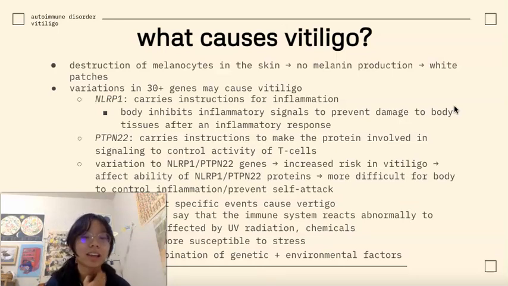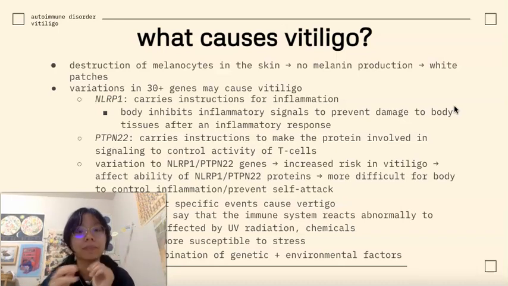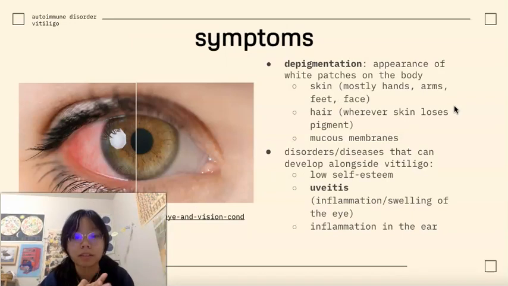Also, generally, melanocytes are just more susceptible to stress, which can cause them to be destroyed more easily. Most likely, vitiligo is caused by a combination of genetic and environmental factors, so keep that in mind. What are some symptoms of vitiligo?